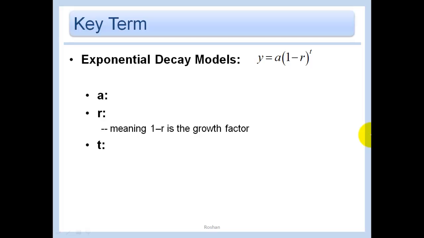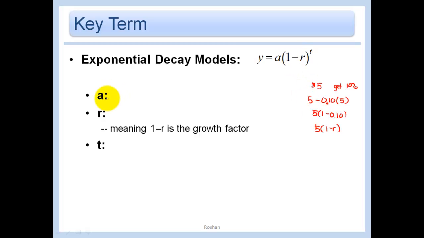Now the exponential decay models, instead of being 1 plus r, it's going to be 1 minus r. Of course, if you start with $5 and you're going to a 10% off sale, then you would do 5 minus 10% of 5. Factor that 5 out and you get 1 minus 0.1.